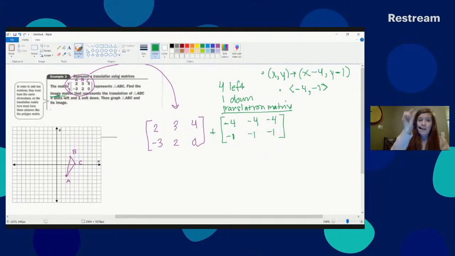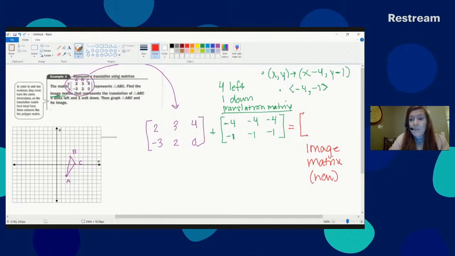So basically, point A, I'm translating by negative 4, negative 1. Point B, I'm translating by negative 4, negative 1. And point C, I'm translating by negative 4, negative 1. So if I add my pre-image to my translation matrix, what I'm going to get is my image matrix, or my new spot, right? So remember, when you're adding, you're going to end up with the same size matrix, and you're just going to add the same position in each matrix.